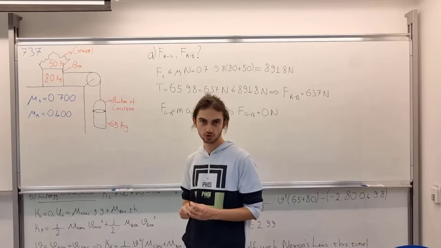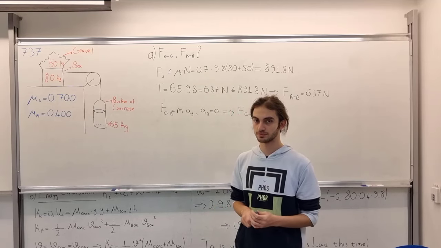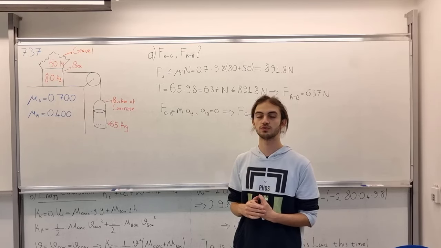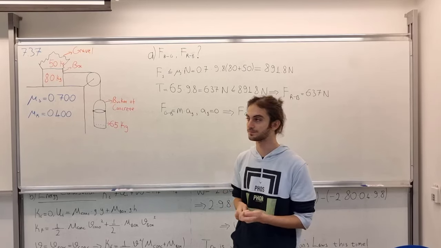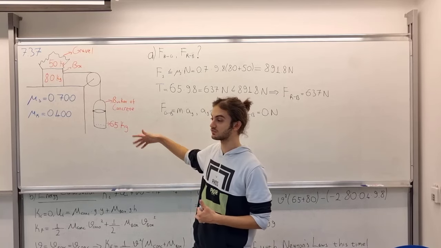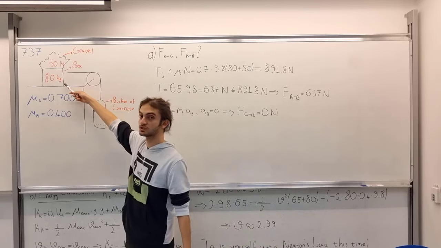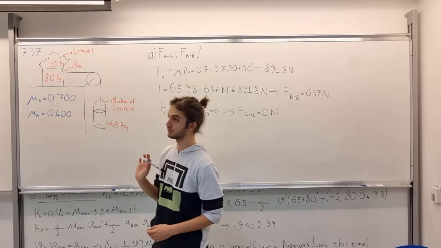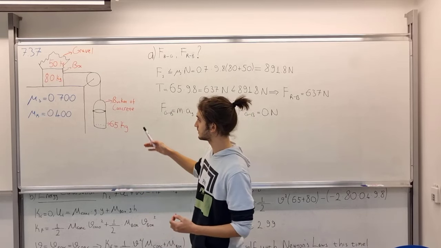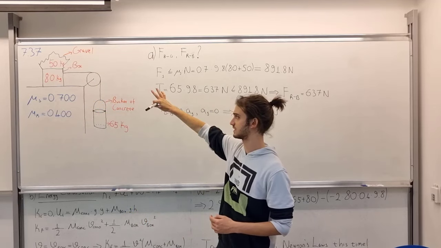So, this problem is in chapter 7, problem 37, in your University Physics book by Young and Freedman. In this problem we are given a setup which has a bucket of concrete, a box, and gravel on top of the box. I have written the data over the board for this given setup.